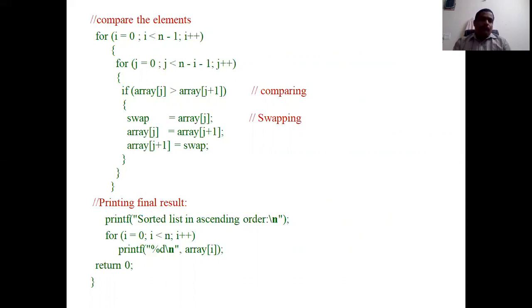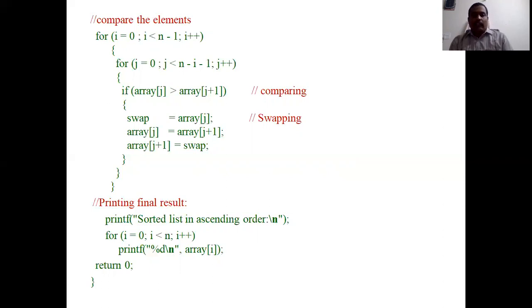Then J value. What will the J value do? J value only compares the adjacent elements. What is an adjacent element? Array 0 and array 1, array 1 and array 2. For example, in this program, I will take array J. For example, J equal to 0. Array 0 greater than array J plus 1. What's the J value? 0. 0 plus 1, 1. So array 0 greater than array 1.